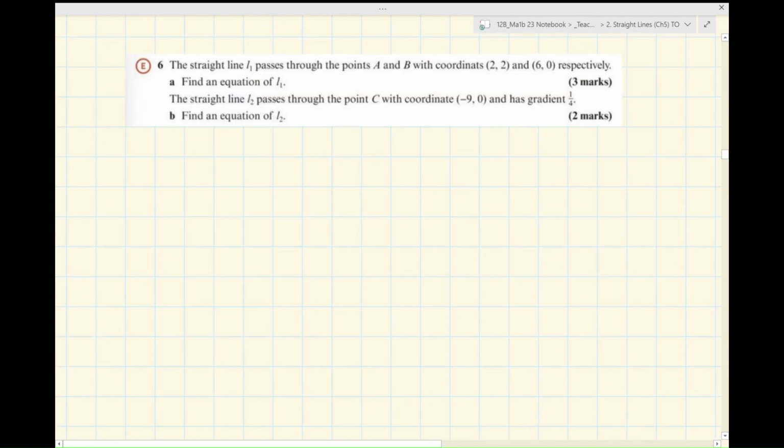Question 6. Right, in part A, I have a line which goes through A, which is (2, 2), and B, which is the point (6, 0). And I need to find its equation. Well, I'll start by finding its gradient, rise over run, the coordinates of B minus the coordinates of A. That gives me minus 2 over 4, which of course is minus a half.